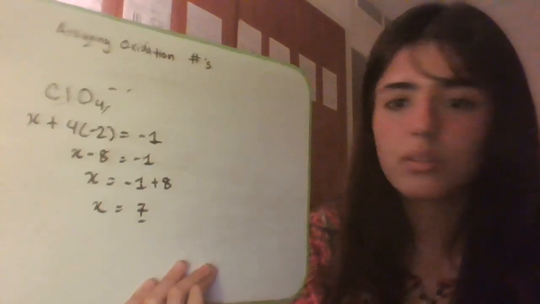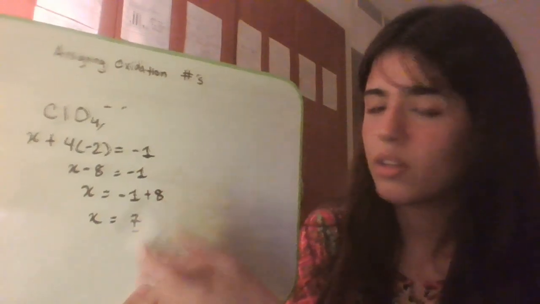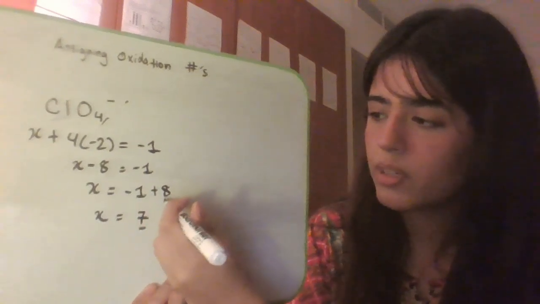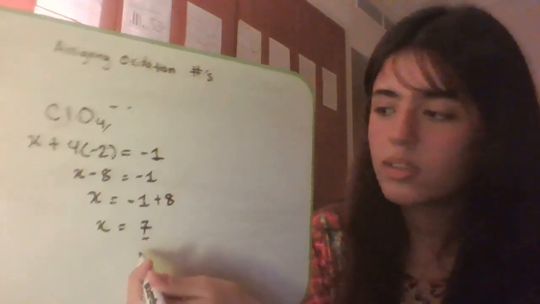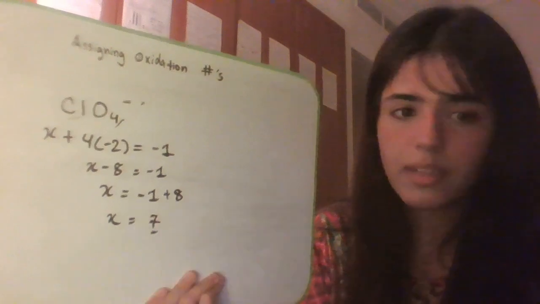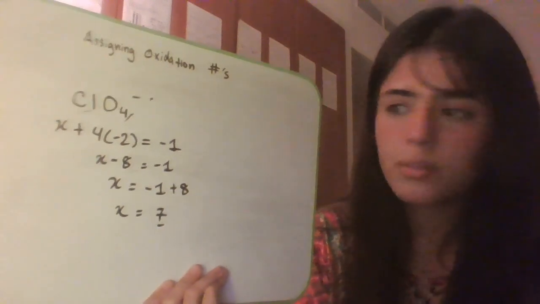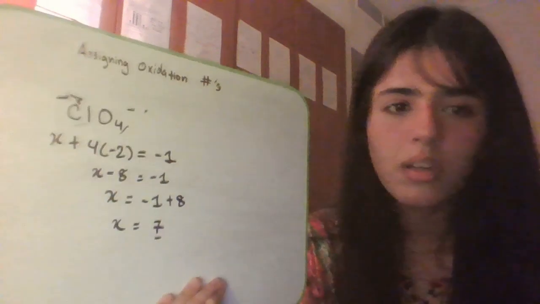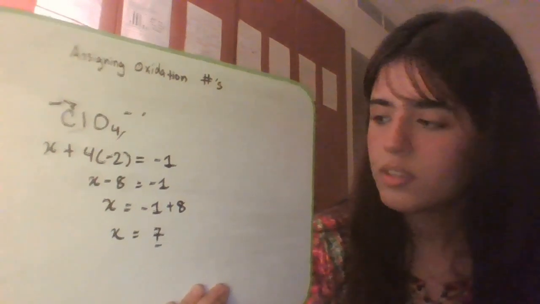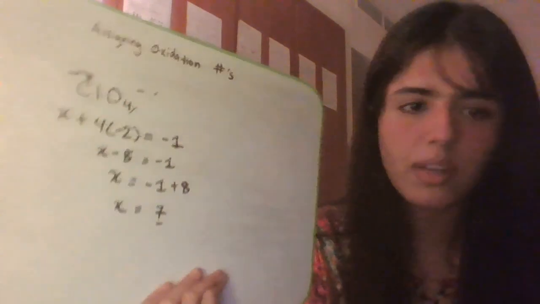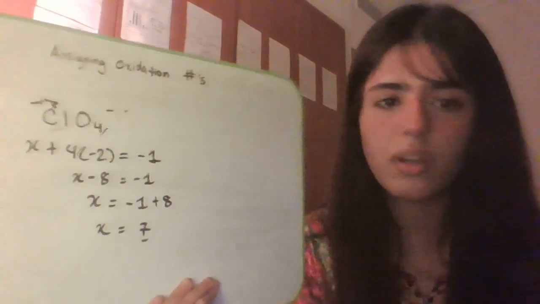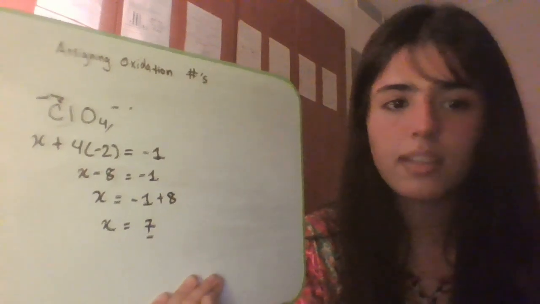Okay guys, so I moved the 8 to the other side. -8 on the other side is going to be +8. So -1 plus 8 equals 7. We got the value for our x to be 7, which means the oxidation number of chlorine is going to be +7. Now please double check your answer and see if the value for our oxidation number being 7 is right. You can do that in the method I showed in the previous example, and please comment down below if it's right. Okay, let's move on to our next example.